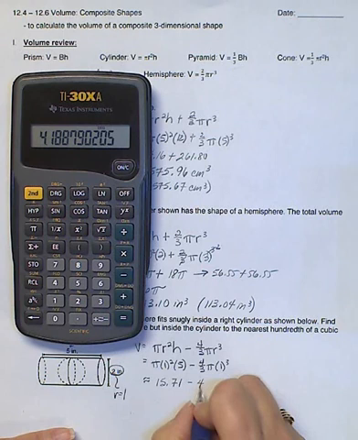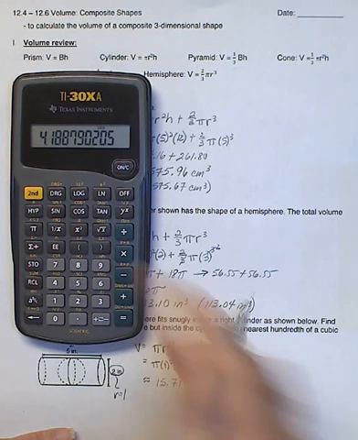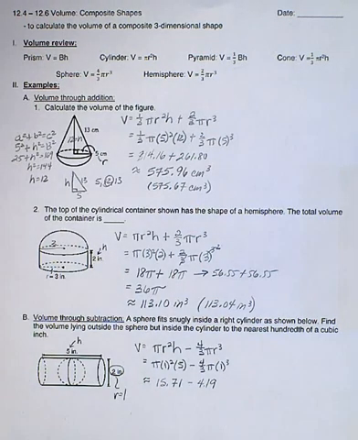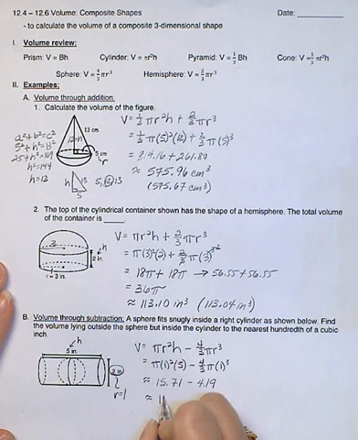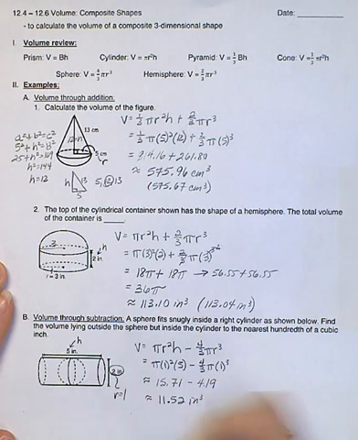So those are the two numbers that I have, and that's what I'm going to subtract. So my volume in my cylinder around the sphere is about 11.52 inches cubed, and that's the hundredths place, so we're good. Obviously you may not have the pi button, so you're going to get a slightly different answer.